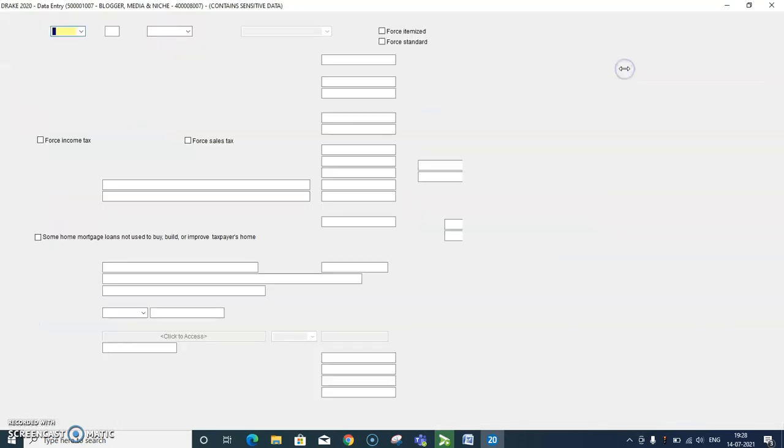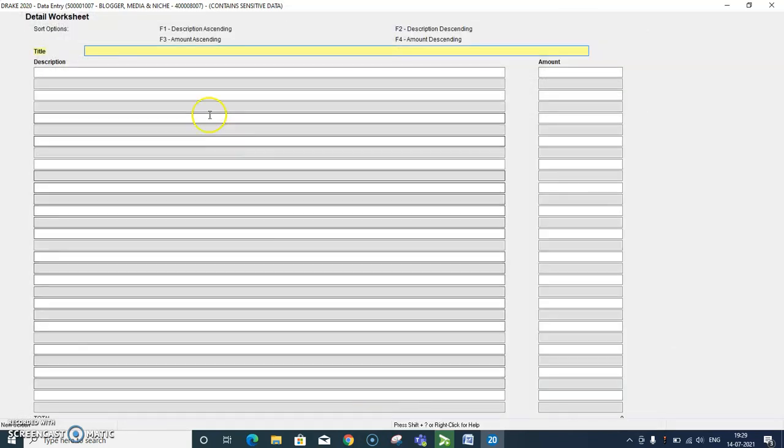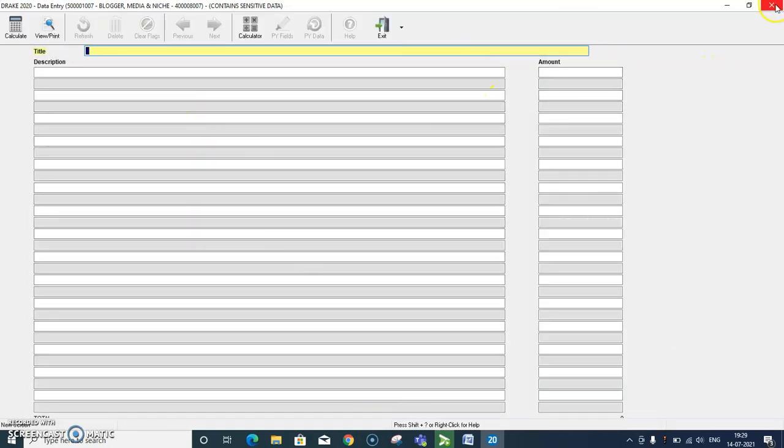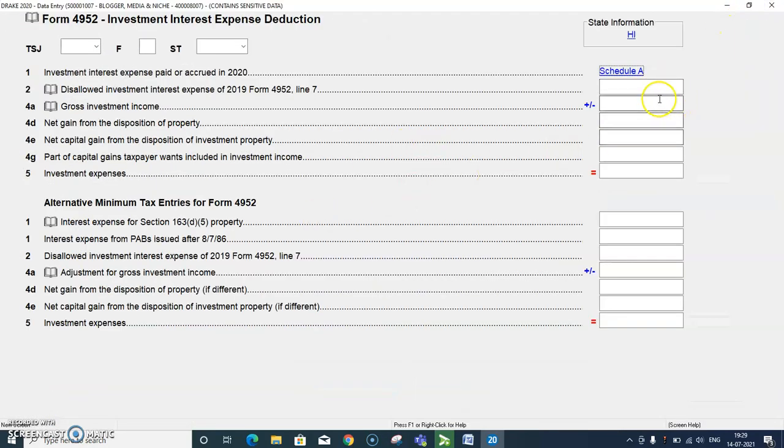If you click to Schedule A, it will move to Schedule A, and you can see here Form 4952, Investment Interest. And if you double click, then you can report the investment interest expenses. The investment interest expenses paid to or accrued in 2020. Please go through all the lines. Disallowed expenses of 2019, Form 4952 line 7. Gross investment income. Net gain from disposition of property. Investment expenses.